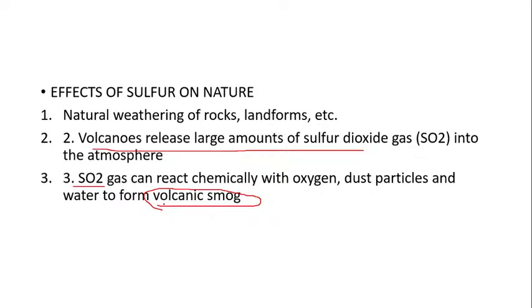Then sulfur dioxide is usually formed by the burning of fossil fuels, and sulfur dioxide will combine with water and reach back as acid rain.